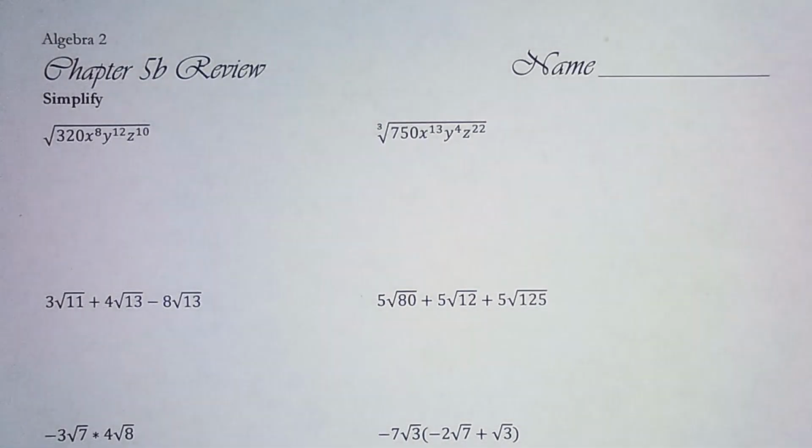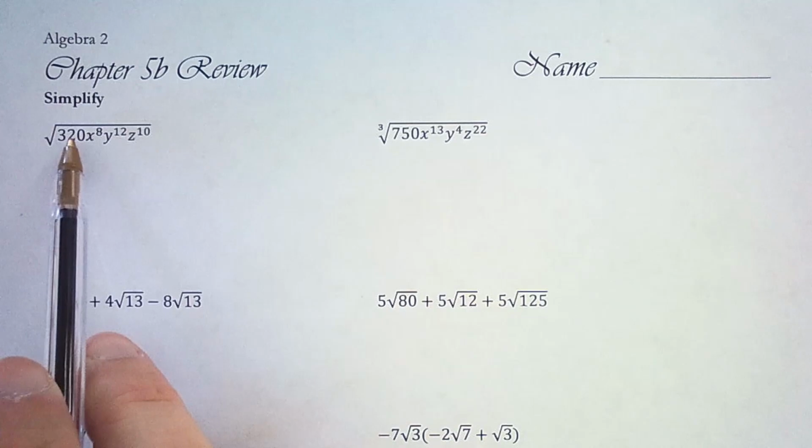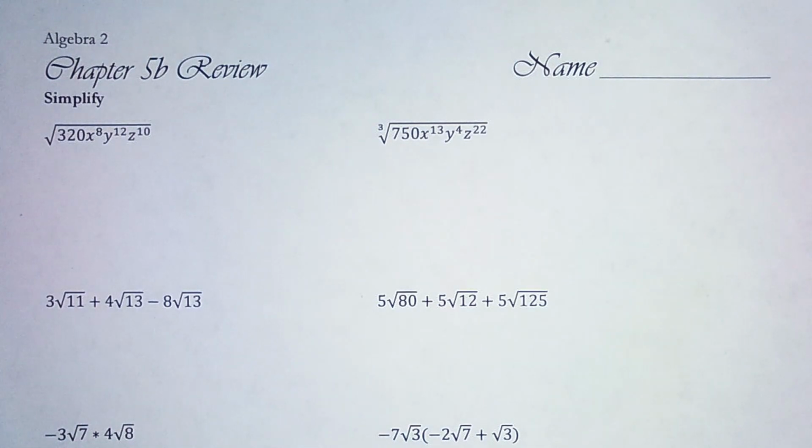Hey everybody, in this video we are going to work with radicals. We'll do some simplifying and then some operations with radicals. So this first radical we're going to simplify, the square root of 320. What I'm looking for is a square number that goes into 320.